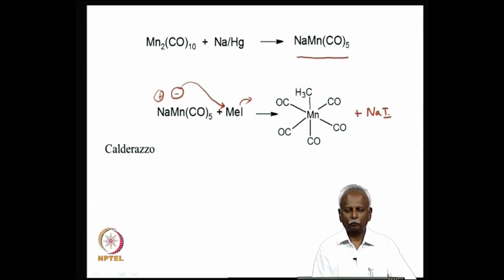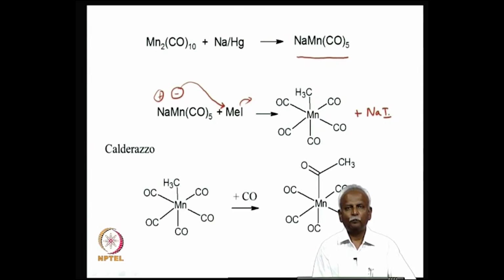Now, it turns out that if you add a molecule of carbon monoxide, then you form an acetyl complex of Mn(CO)5. So, this is a classic example where you have added a neutral carbon monoxide molecule and carried out an insertion reaction.